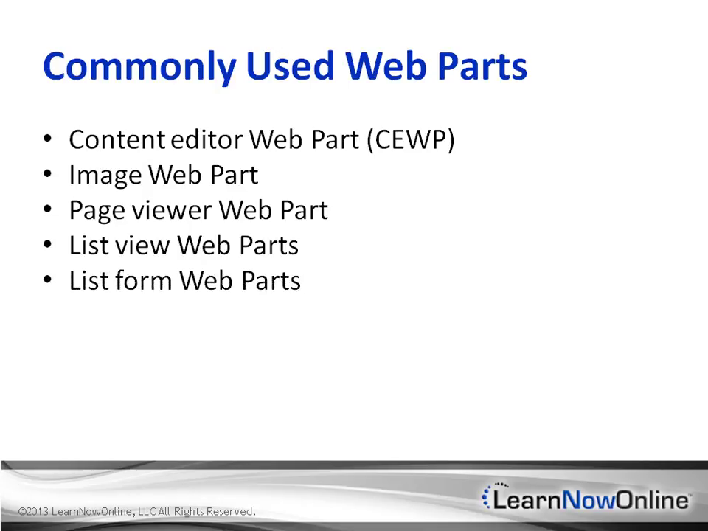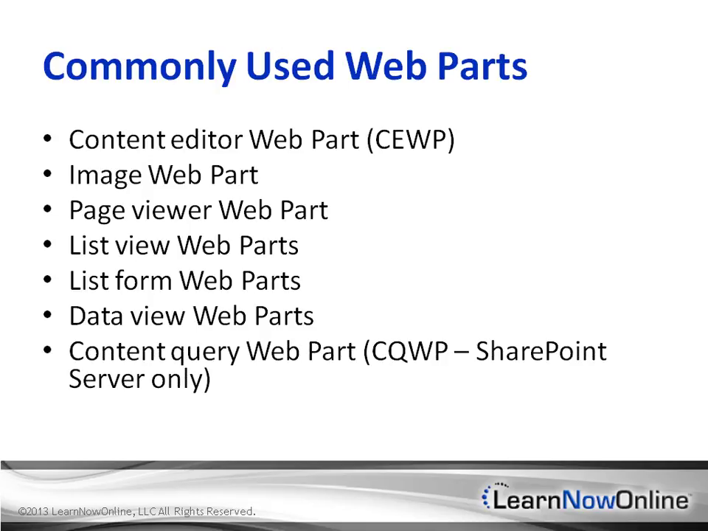And then the list form web parts, these are used to display and edit the list items. So when you go to create a new item or edit an existing item in a list. And then data view web parts are for connecting and displaying data from different sources, external databases and websites.